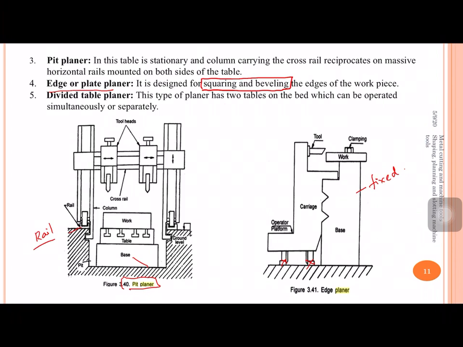Next one is the divided table planer. In this divided table planer we are having two tables which are located side by side, and these two tables can be operated simultaneously, or only one of these tables is operated, and the other table is used for loading or unloading the work part.